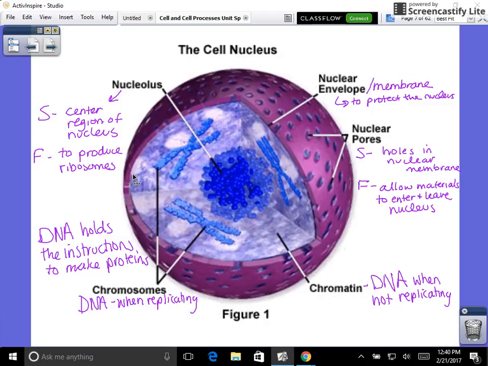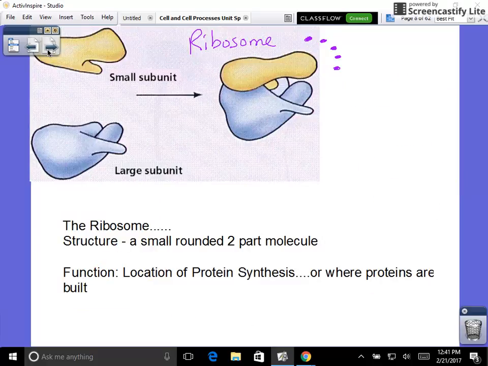The nucleolus is usually this darkened center region of the nucleus where ribosomes are made. The ribosomes are made here, but they're going to end up and mature out in the cytoplasm. So that's an example of something that can leave through the nuclear pore.